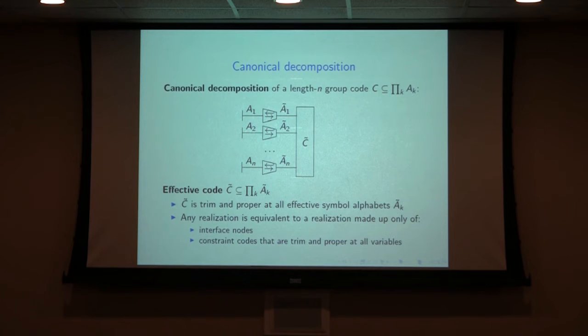So we have to live with these interface nodes. But apart from the interface nodes, now we've got to a realization in which all the variables are internal. In fact, even these effective symbol variables are internal state variables, and therefore we can assume that all state variables in our realization, all variables in our realization, are trim and proper. So this decomposes any realization into a realization made up only of interface nodes and constraint nodes that are trim and proper.